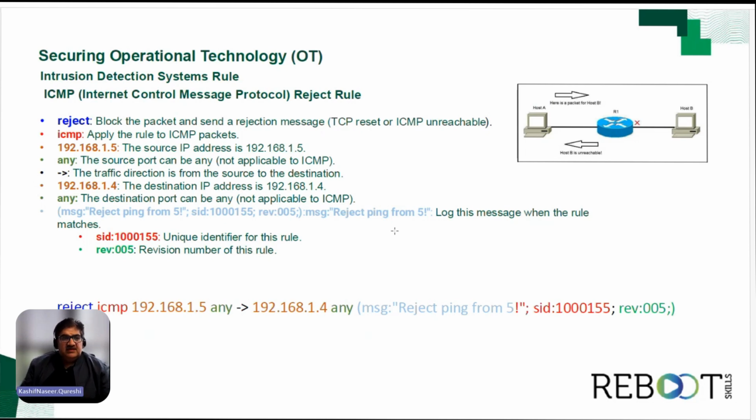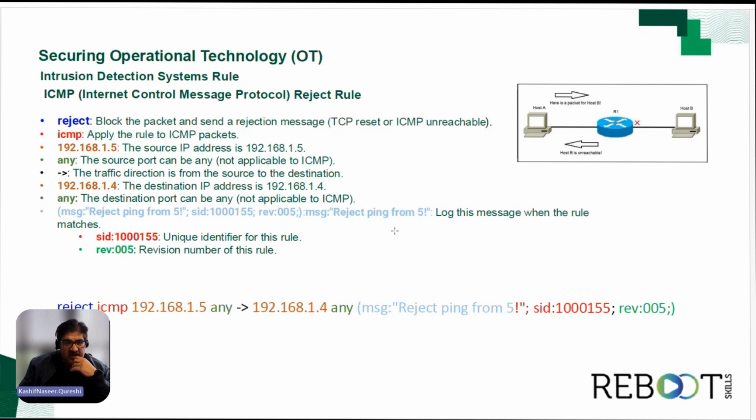In this rule, we are also working with ICMP packets, and we are blocking and logging any ICMP packet, for example the ping packets, which are coming from a specific IP address. We are setting the alert message here: reject ping from .5 machine. So we are just adding the last digit of that machine's IP address, that is 5. The rest of the things were already explained to you in the previous slides.